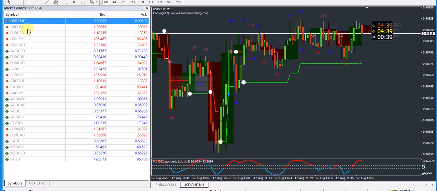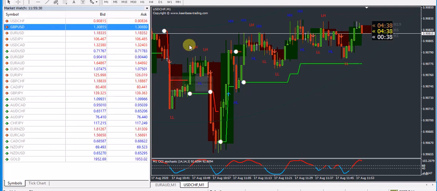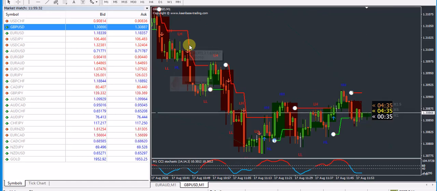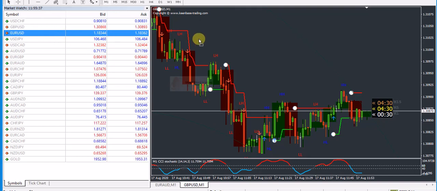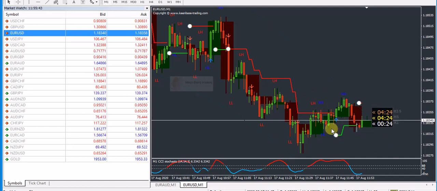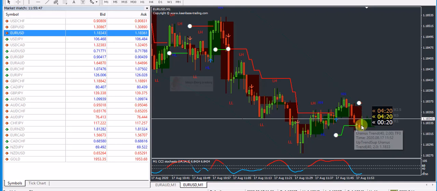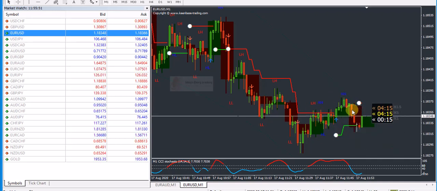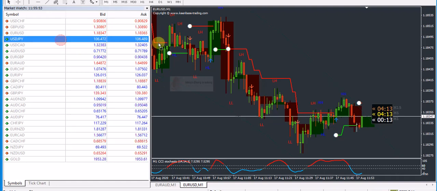There is no signal here, so this is a ranging market again. You see, we don't trade in the ranging market. So here again the trend changed into an uptrend, but failed again. It's getting support from this level, and we don't have an opportunity to trade here at this stage.